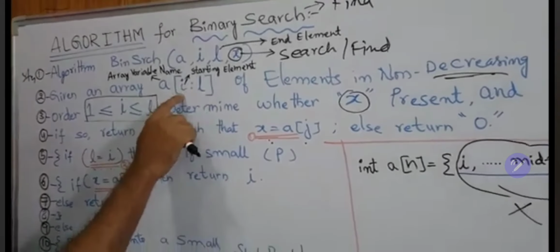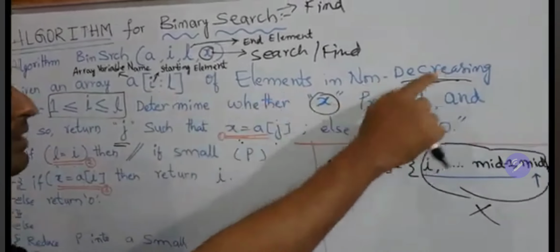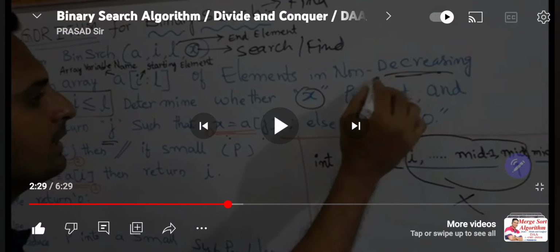And we'll go back to binary search. This is the finding element. Given an array A of i to l, means starting and end elements, in non-decreasing order. This is the algorithm. So you can follow those videos and pause them and write the points.